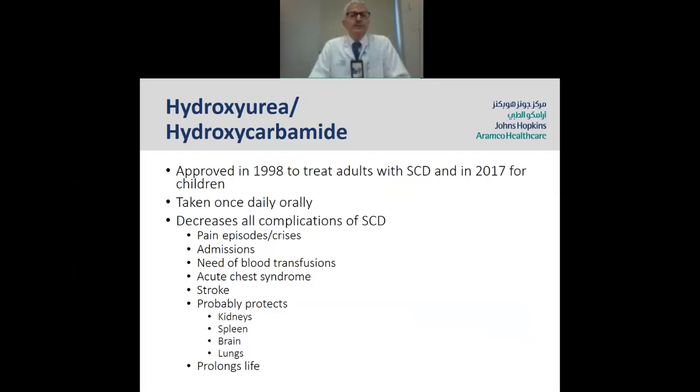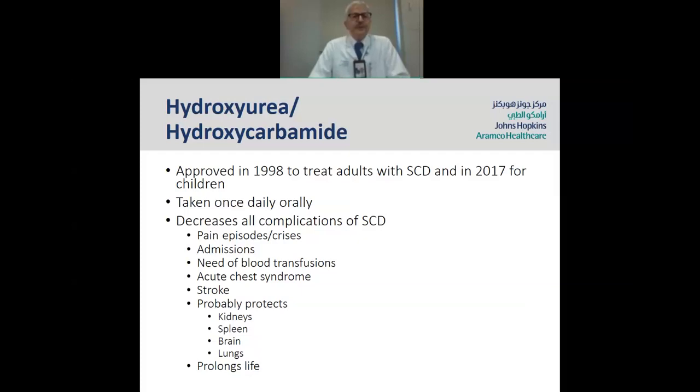One of the most important drugs, and for a long time the only approved drug to treat sickle cell disease, is hydroxyurea, also known as hydroxycarbamide. It was approved as a treatment of sickle cell disease by the FDA in 1998 in adults and 2017 for children. It comes in the form of capsules that are taken once a day, regardless of the number. They can all be taken together.